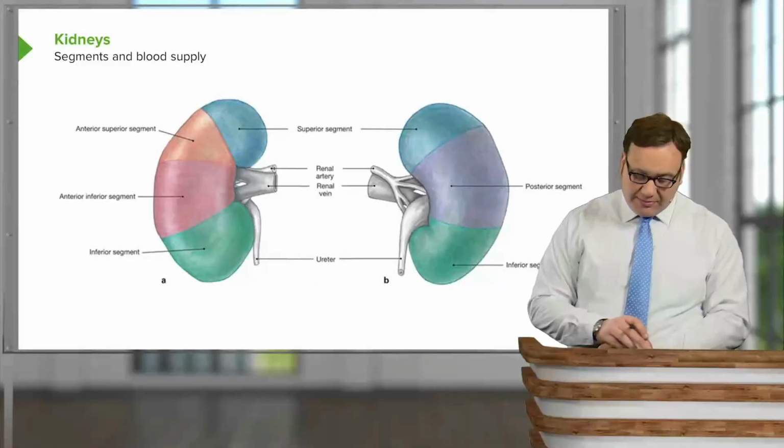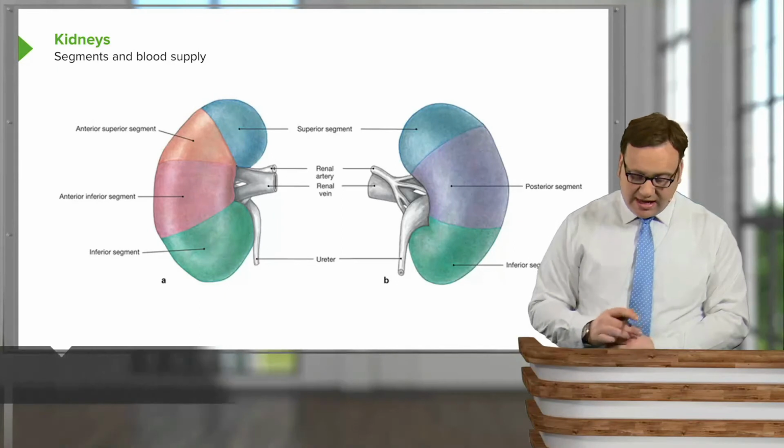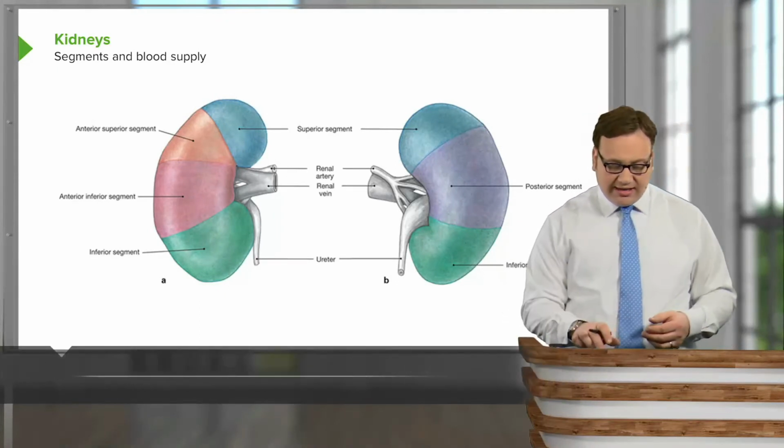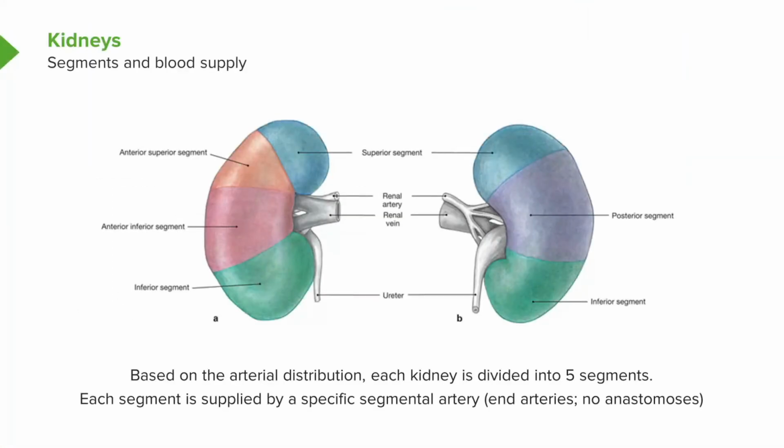If we look at the segments of the kidneys, then this isn't indicating the relationship they have with other organs. This is actually just indicating the various segments. And each kidney is divided into 5 segments. So we have one here in blue, then we have 2, 3, 4, and 5.